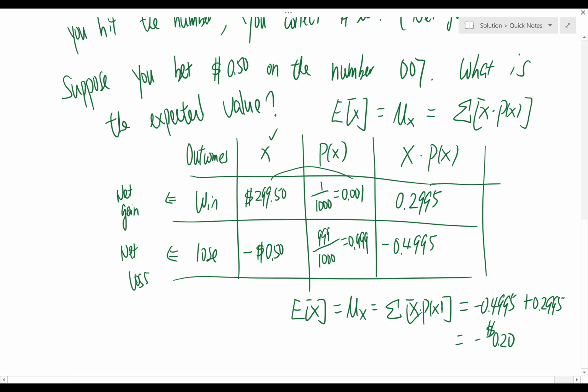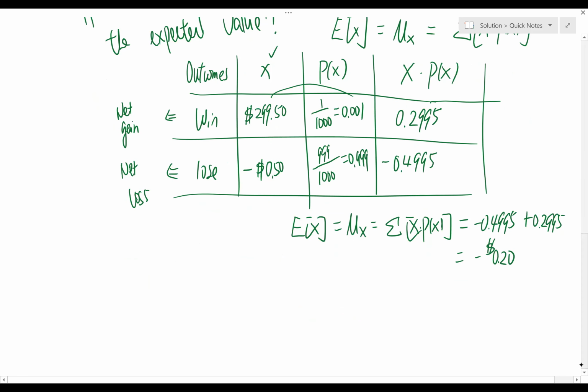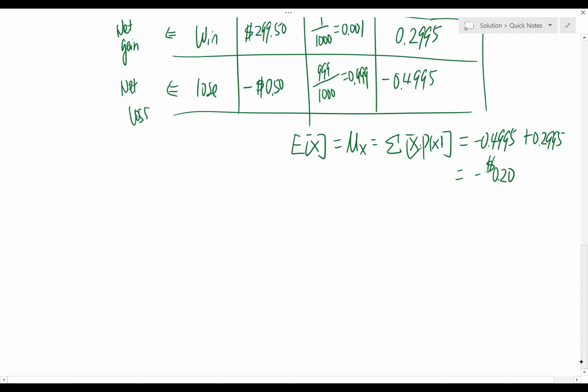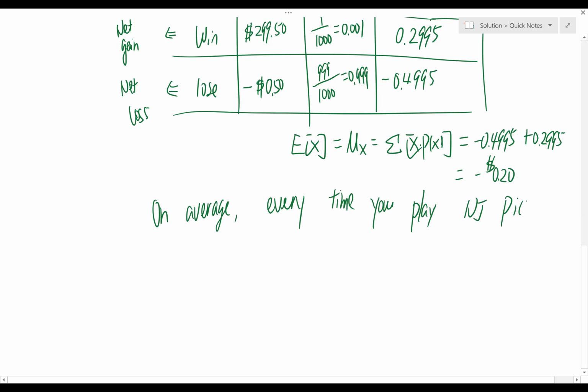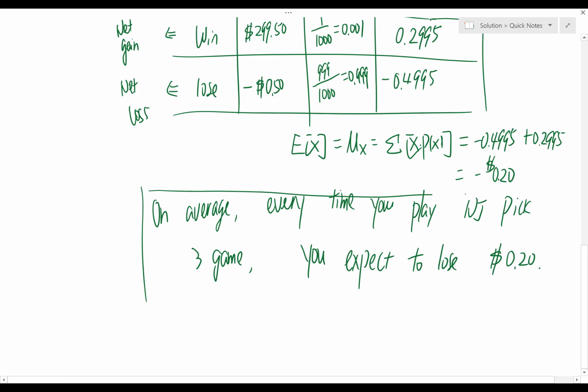So what this tells us, in terms of interpreting this result, is that on average, every time you play the Pick 3 game, you expect to lose 20 cents on a 50 cents bet, right? $0.20. So this basically is an interpretation of this expected value.